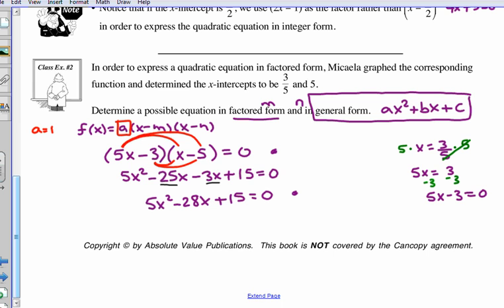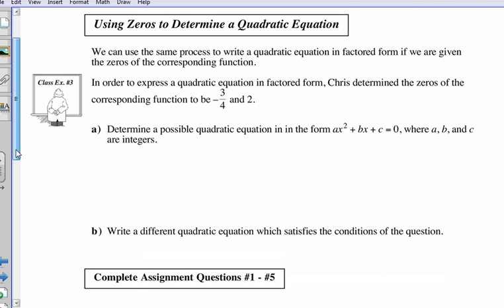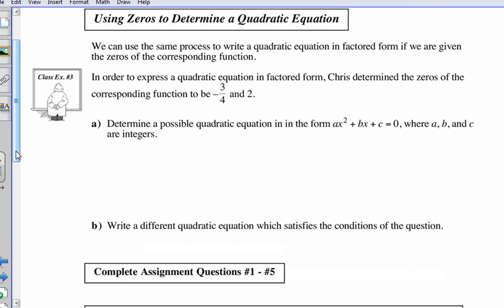Okay, so next page. Using zeros to determine a quadratic equation. We can use the same process to write a quadratic equation in factored form. We're given the zeros of a corresponding function. So, Chris determined the zeros of the corresponding function to be negative 3 over 4 and 2. Determine a possible quadratic equation in the form ax squared plus bx plus c, so general form. And it says a, b, and c are integers, so they should have no fractions.